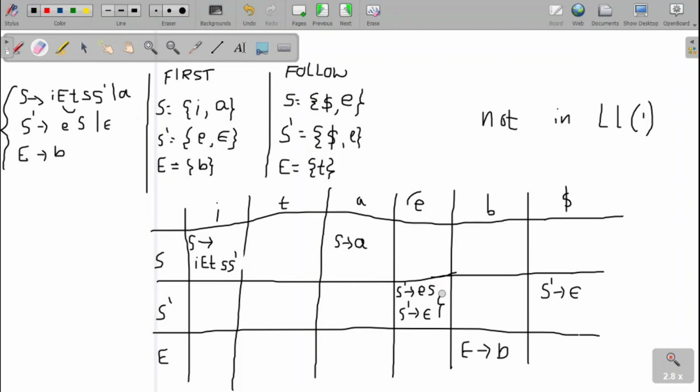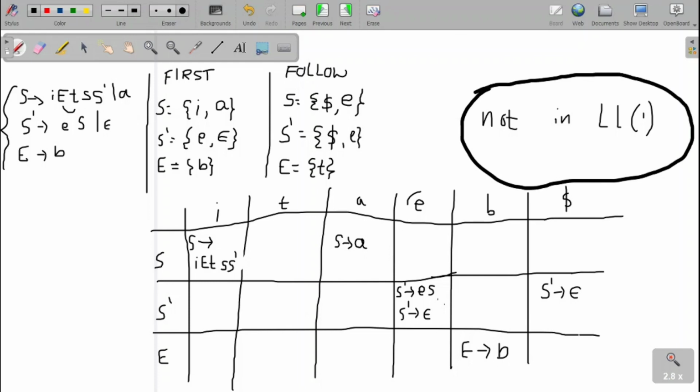As in this case, S dash derives ES and S dash derives epsilon. I have two entries for the S dash on E. For these two entries, there is a confusion for the parser. Which one should it take for the S dash on E? Whether it should take S dash derives ES, or S dash derives epsilon. This leads to ambiguity. When such cases happen, we say that the grammar is not in LL(1).